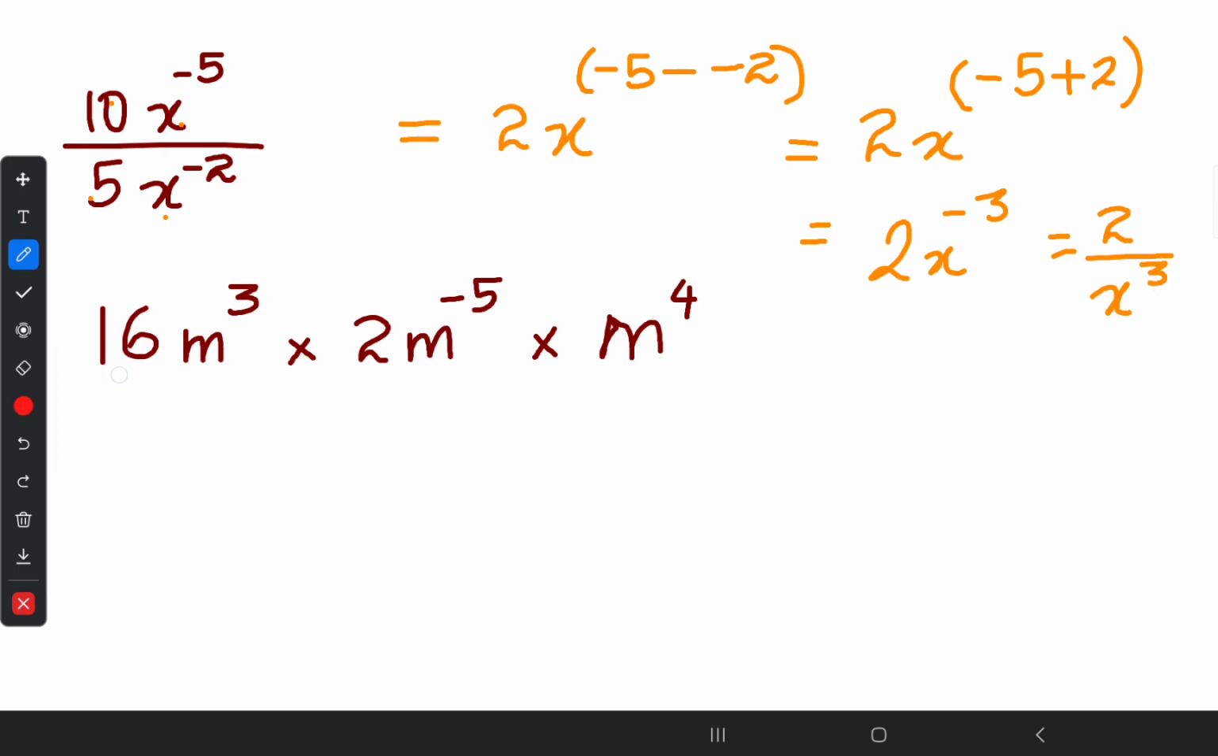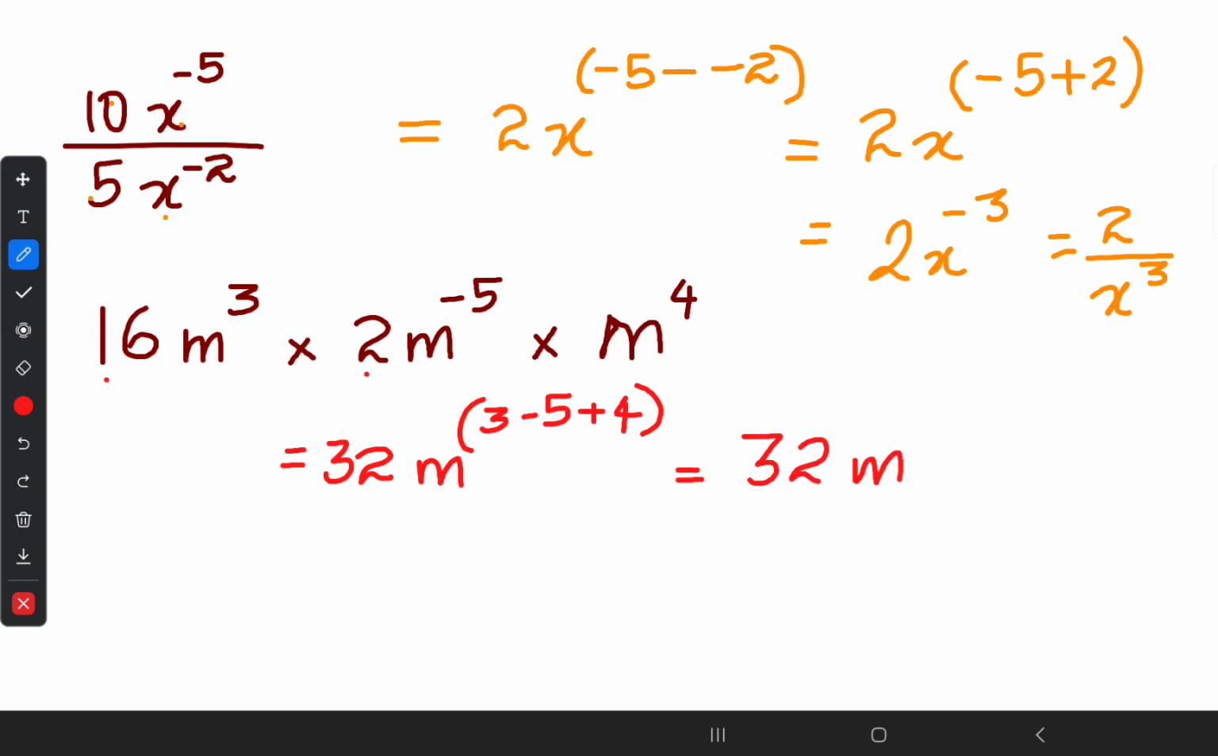And in the last question, first I'll multiply the numbers. 16 times 2 is 32. These are multiplications, so you have to add the indices. 3 minus 5 plus 4. You should get the sum of the indices. 32m. 3 minus 5 it's negative 2, plus 4 it's 2. 32m squared. This would be the final answer because you cannot simplify this furthermore. The algebraic value already has a positive index, so no need to convert this furthermore. That's all for the answers.